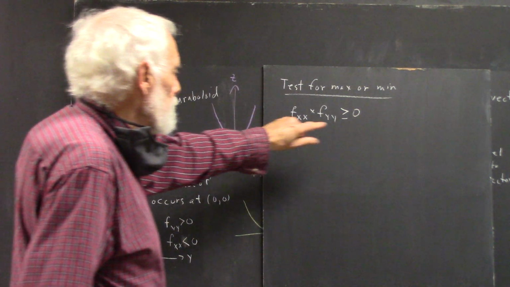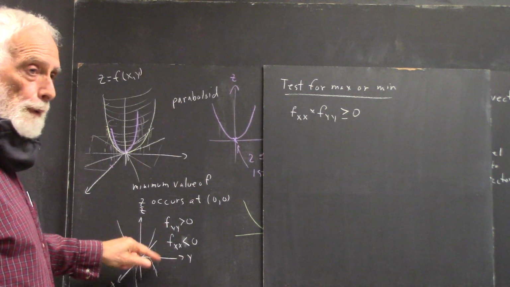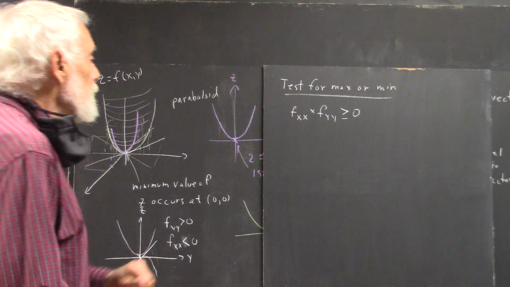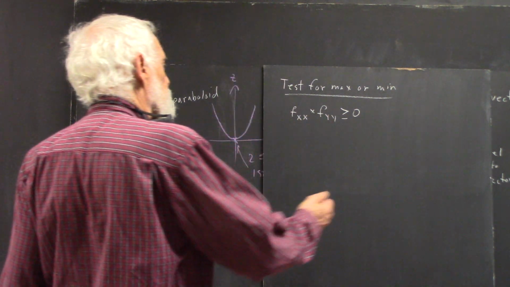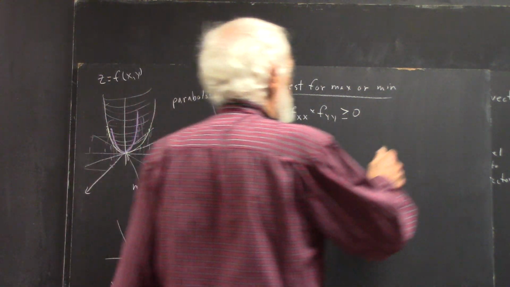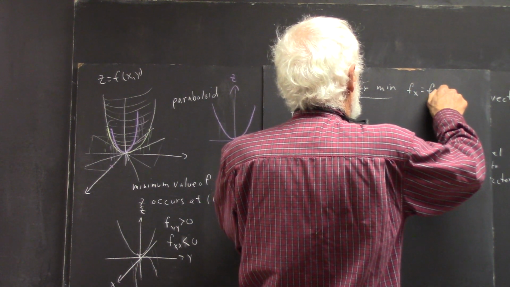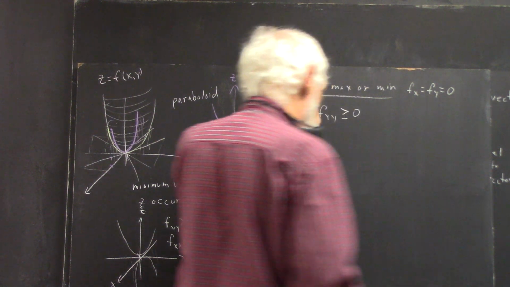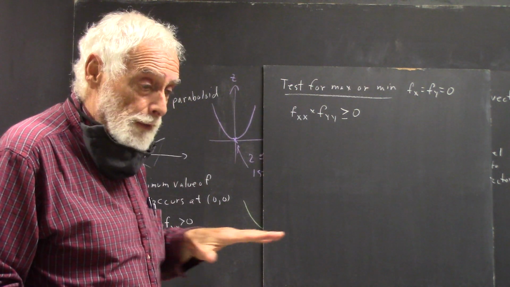Okay? Why is this? Because if these things have opposite signs like they do here, you multiply them, you're going to get a negative. So, first you have to have that, and of course, fx and fy have to be 0, because that means it's level in this direction and level in this direction.